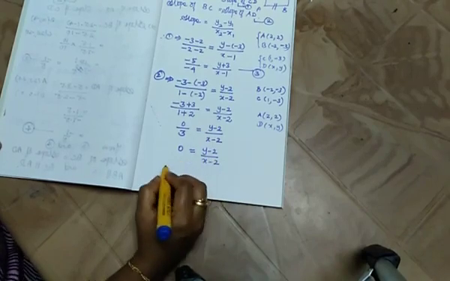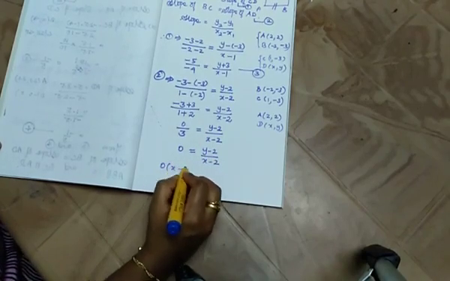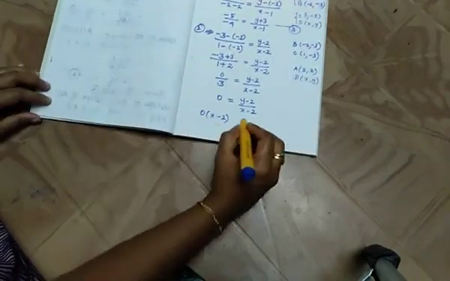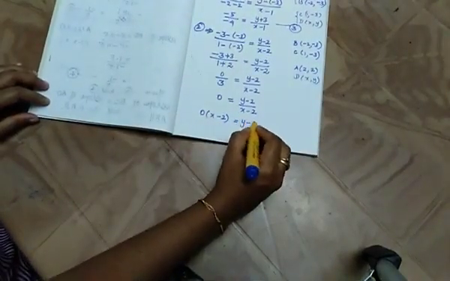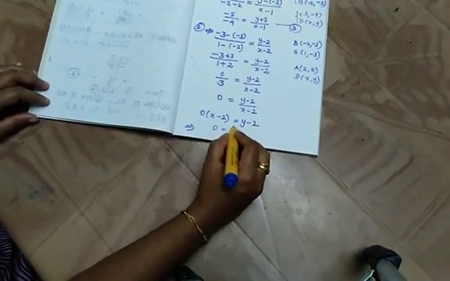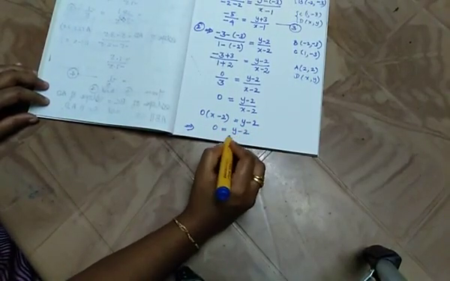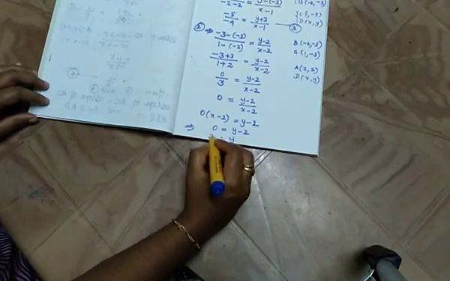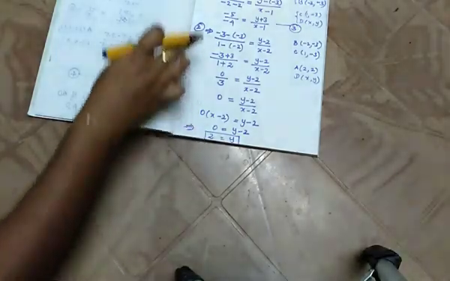Now cross multiply it. 0 into x minus 2 is equal to y minus 2. So 0 is equal to y minus 2. Therefore, y is equal to 2. Now just substitute this y value in your third equation.